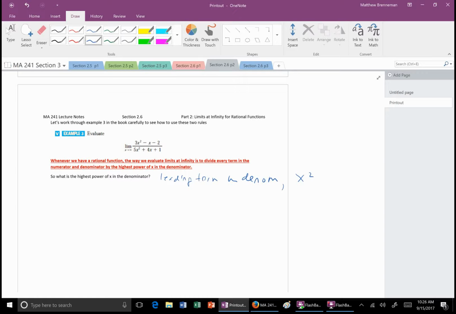We're going to see why in a second that's important. And we're going to do the same thing for the numerator. So I'm going to look at the leading term in the numerator. And that's also x squared. And what I'm going to do is drop everything else. I don't care about the rest, if you think about the function, right? Those other terms do not determine what happens in that function.